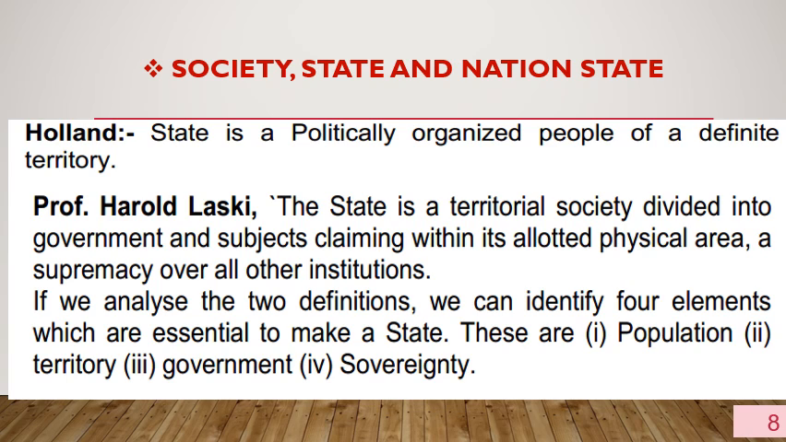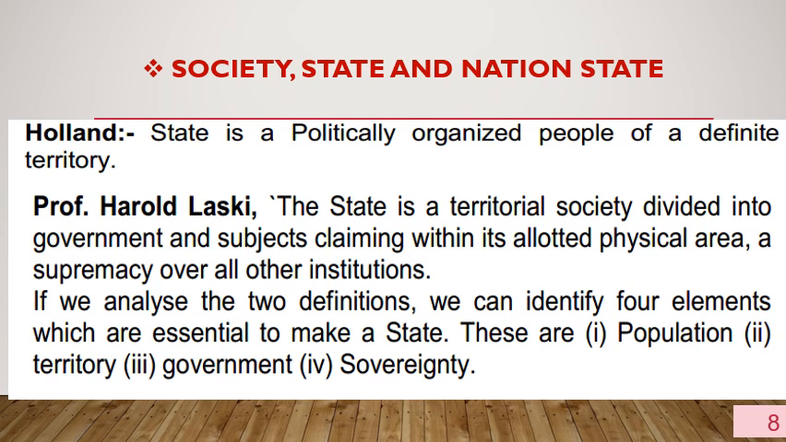Some scholars of political science even demanded to have a certain track in political science called geopolitics, because they believe that geography is one of the most important elements that determine the shape of political science as a whole. So, according to Holland, it's politically organized people of a definite territory.